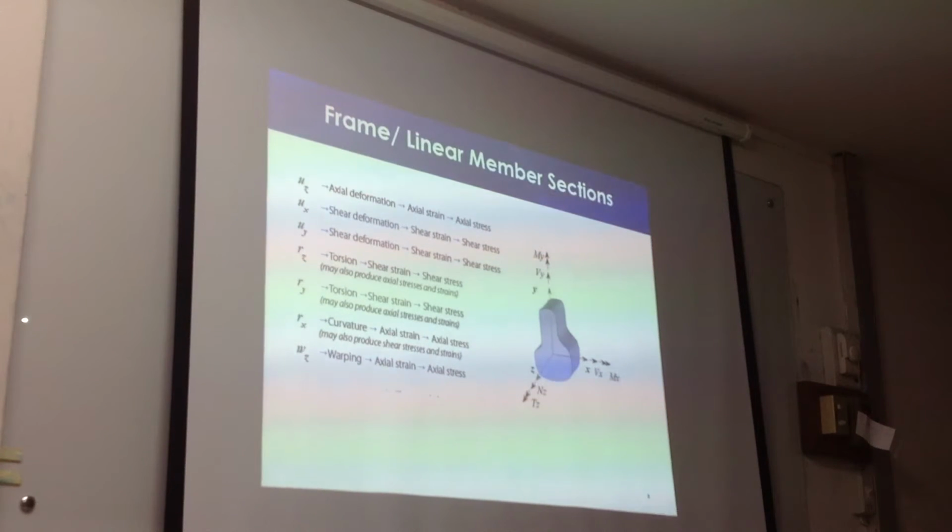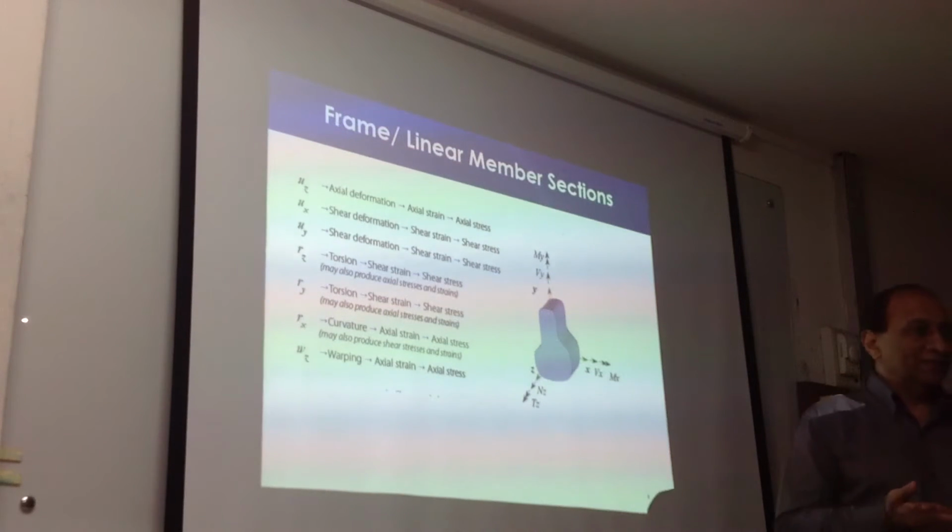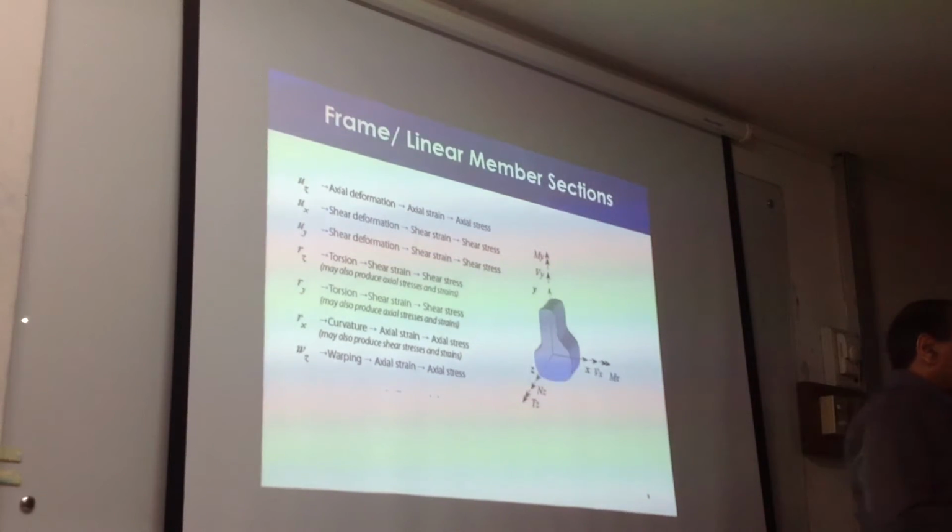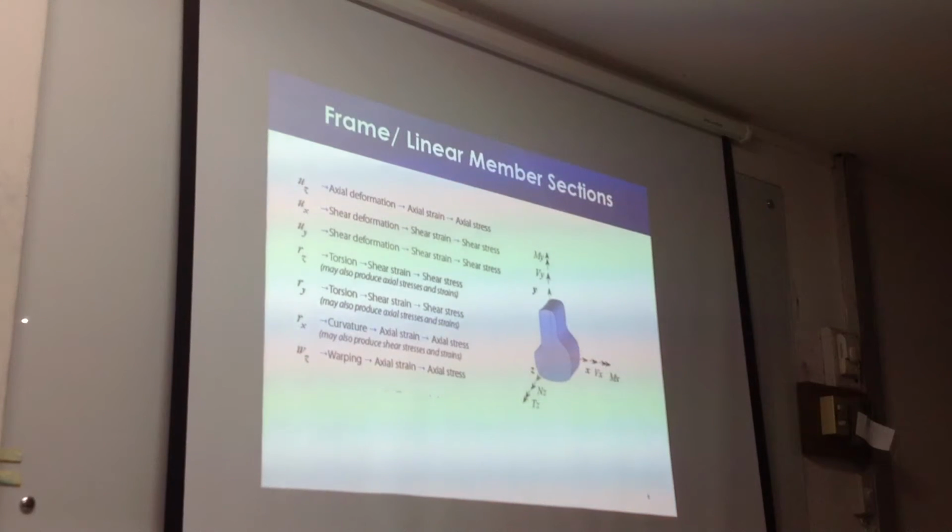Axial strain is present in 4 of these, and shear strain is present in also 4 of these, because it's common. Right? Shear is common in warping and bending, and that creates the interaction between shear and moment. Right? So we'll come to all of this gradually. But anyway, this is our starting point.